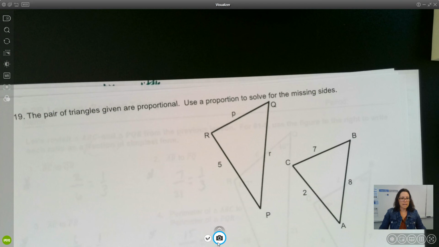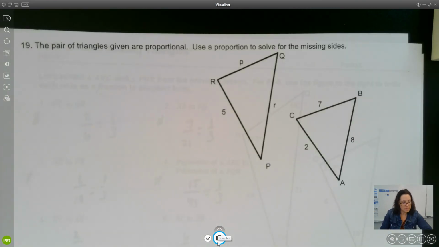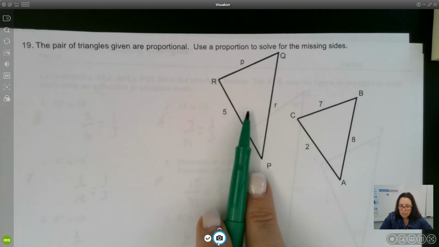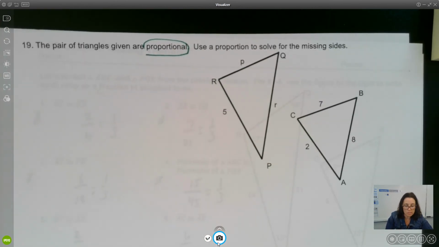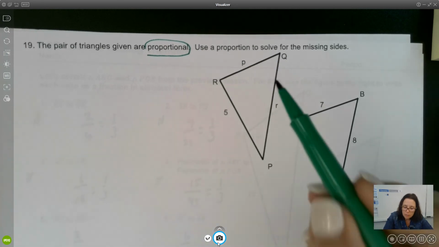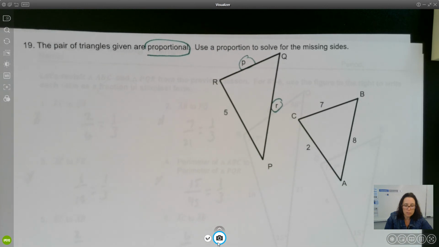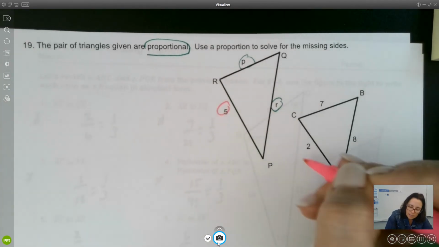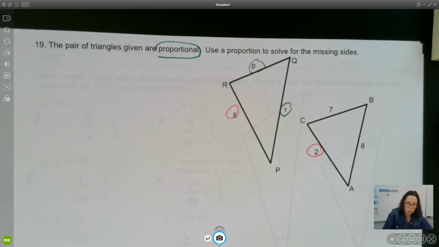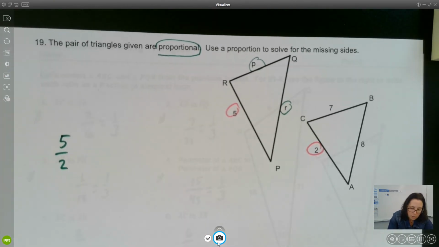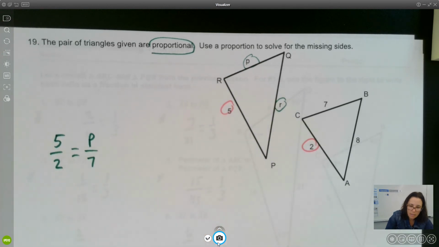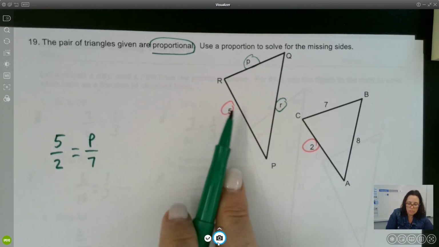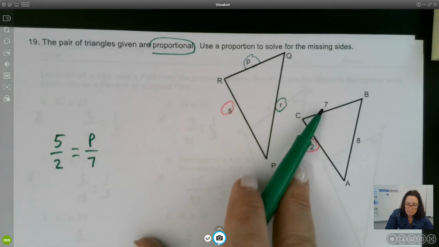It says to use a proportion to solve for the missing sides. We've got big and we've got little. It says that they're proportional, so there's a relationship between them, so we're setting up a proportion to solve them. Notice we've got two unknowns, R and P. What we do know the relationship to be between them are those pink circles. So big over little would be 5 over 2. And then we're going to do big P over the 7. That one relates to one another. So we're going to use big over little equals big over little, and then we're just going to solve this.